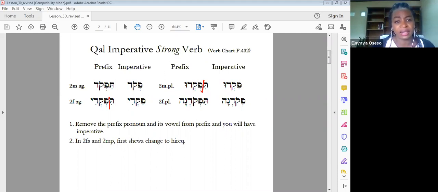So this is the Qal imperative of a strong verb. Okay, so that is the basic imperative form.